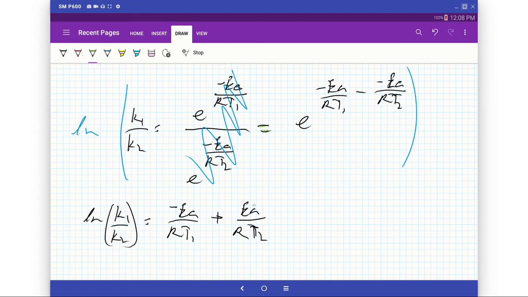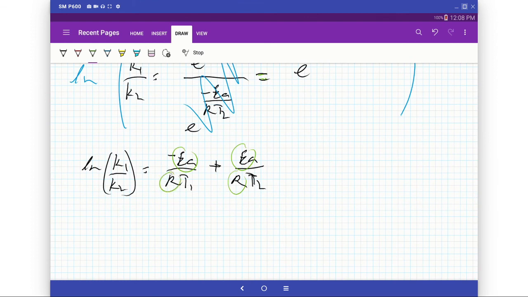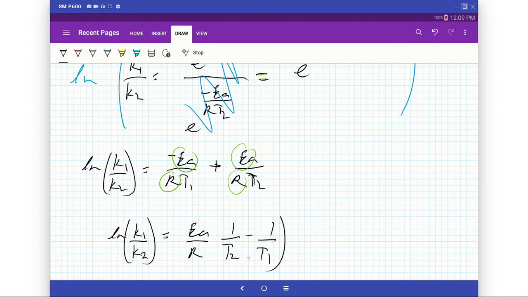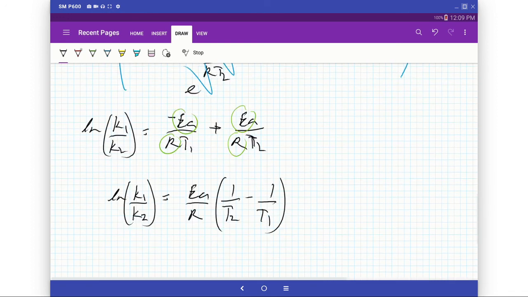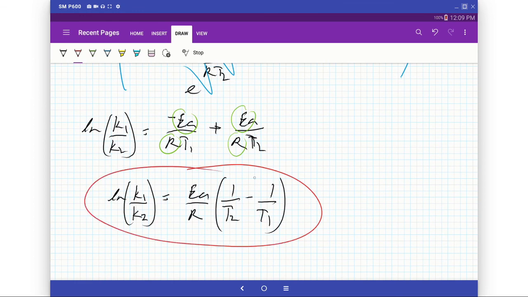Realizing that EA and R are constant, are in both of those equations, we can simplify this one last time. Natural log of K1 over K2 is equal to EA over R, 1 over T2 minus 1 over T1. And that is the combined rate constant equation.